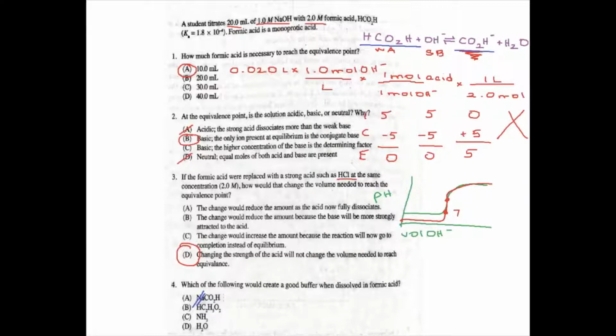So I'm adding CO2H minus, which is my weak base here. So that forms a great buffer because I've now got my acid and my weak base. So I'm going to put this answer. Let's look at the other options.